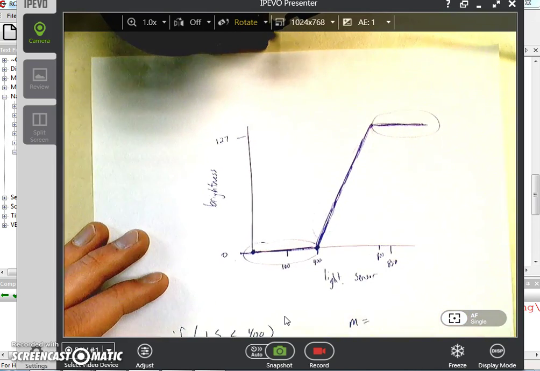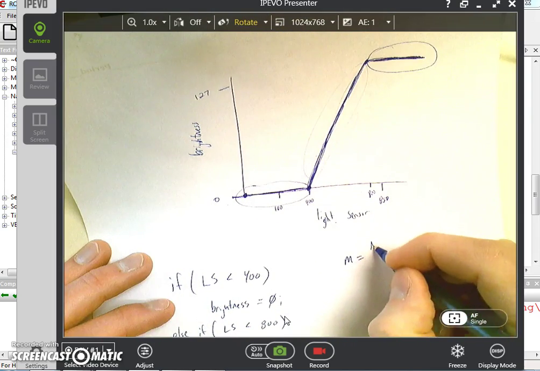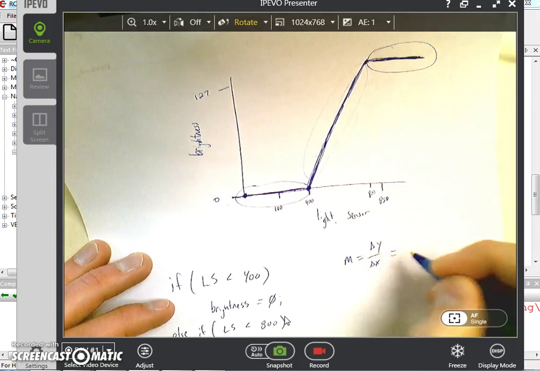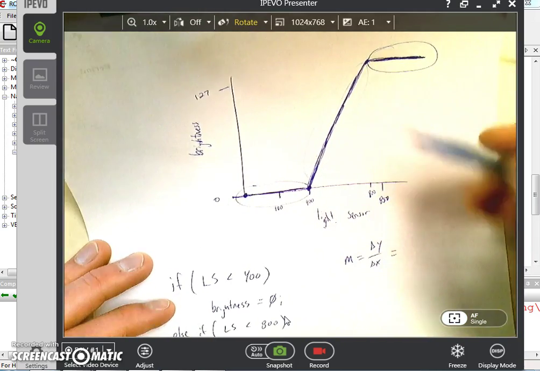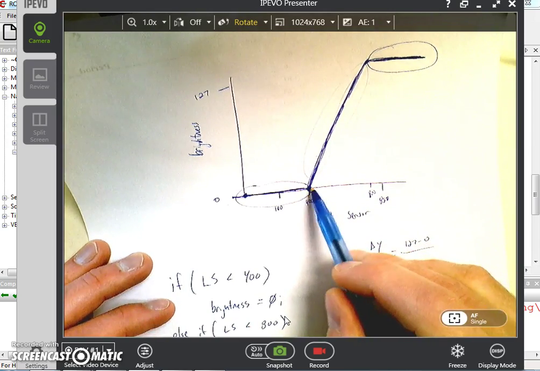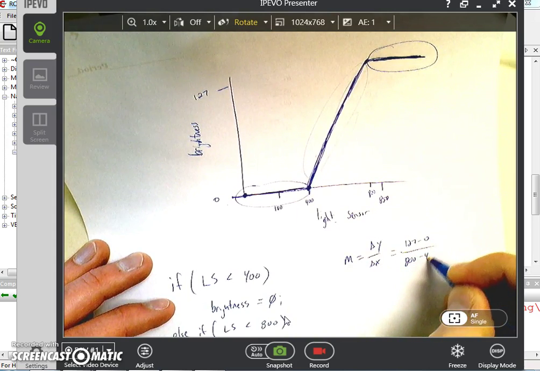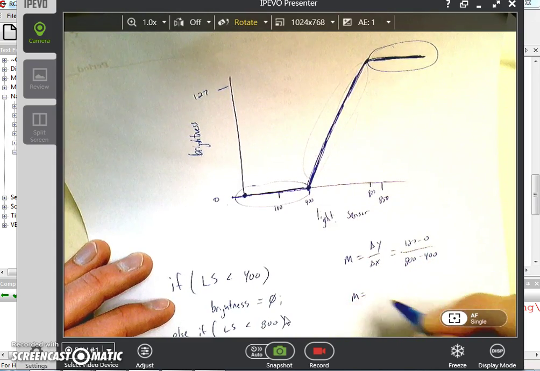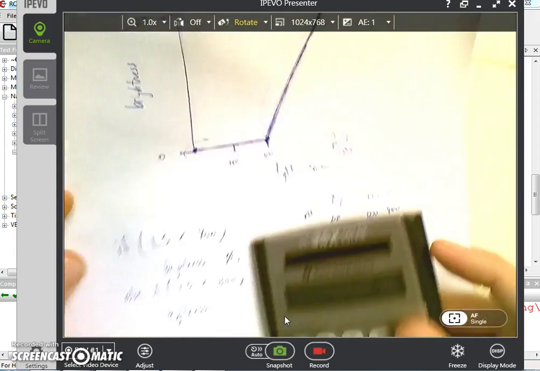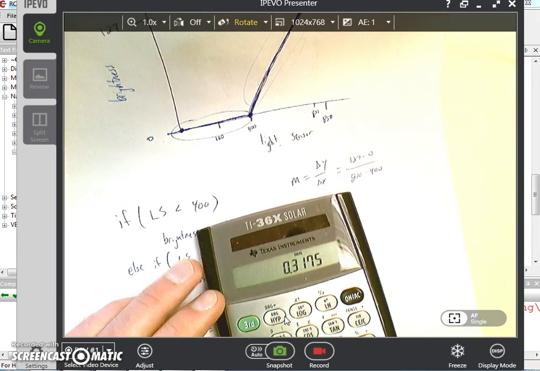First, we're going to find the slope. So the slope is the change in y over the change in x. So the change in y, we're going from 0 to 127. So 127 minus 0 over, we're going from 400 to 800. So final minus initial. So we have 800 minus 400. So the slope then, if I calculate this, is 127 divided by 400. And I get a slope of this.